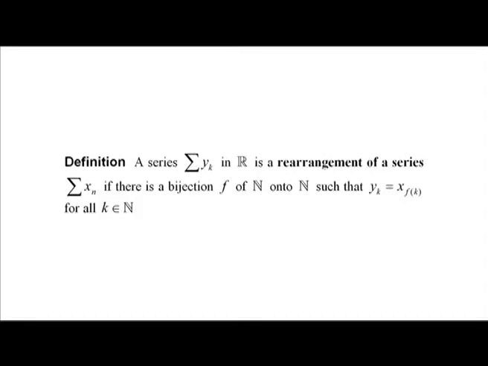Rearrangement of series. Definition: a series summation y_k in R is a rearrangement of a series summation x_n if there is a bijection f of N, the set of natural numbers, onto N, such that y_k equals x_(f(k)) for all k belonging to N.